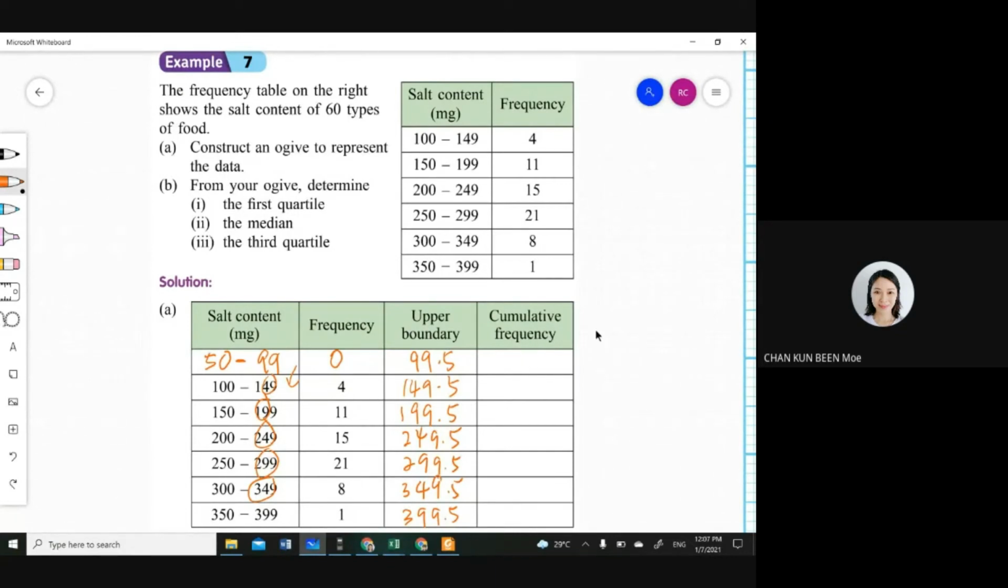Okay, now we are going to calculate the cumulative frequency. So the first one must be 0, right? Because we have the 0 frequency in the first class here. Followed by 4, so 4 plus 0, still 4.